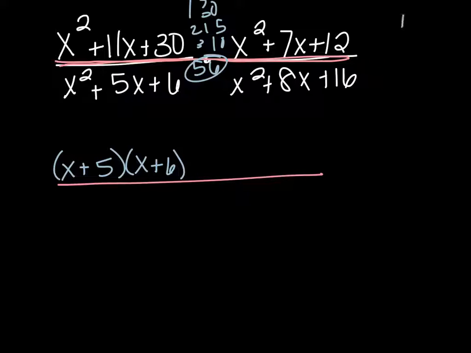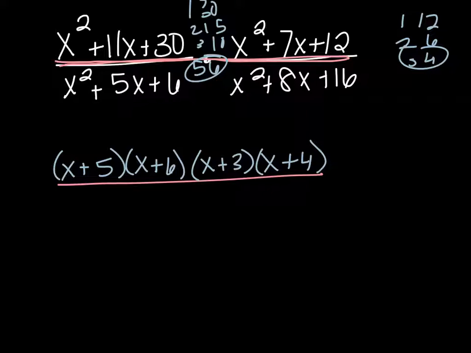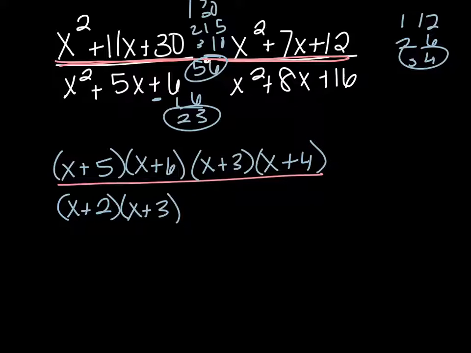Factors of 12, still in the numerator. 1 and 12, 2 and 6, 3 and 4, which will add to give me 7, which is 3 and 4. So I have x plus 3 and x plus 4. So I've now factored everything in the numerator. The denominator, factors of 6, 1 and 6, and 2 and 3, which will add to give me 5, and that would be 2 and 3. So I have x plus 2 and x plus 3.